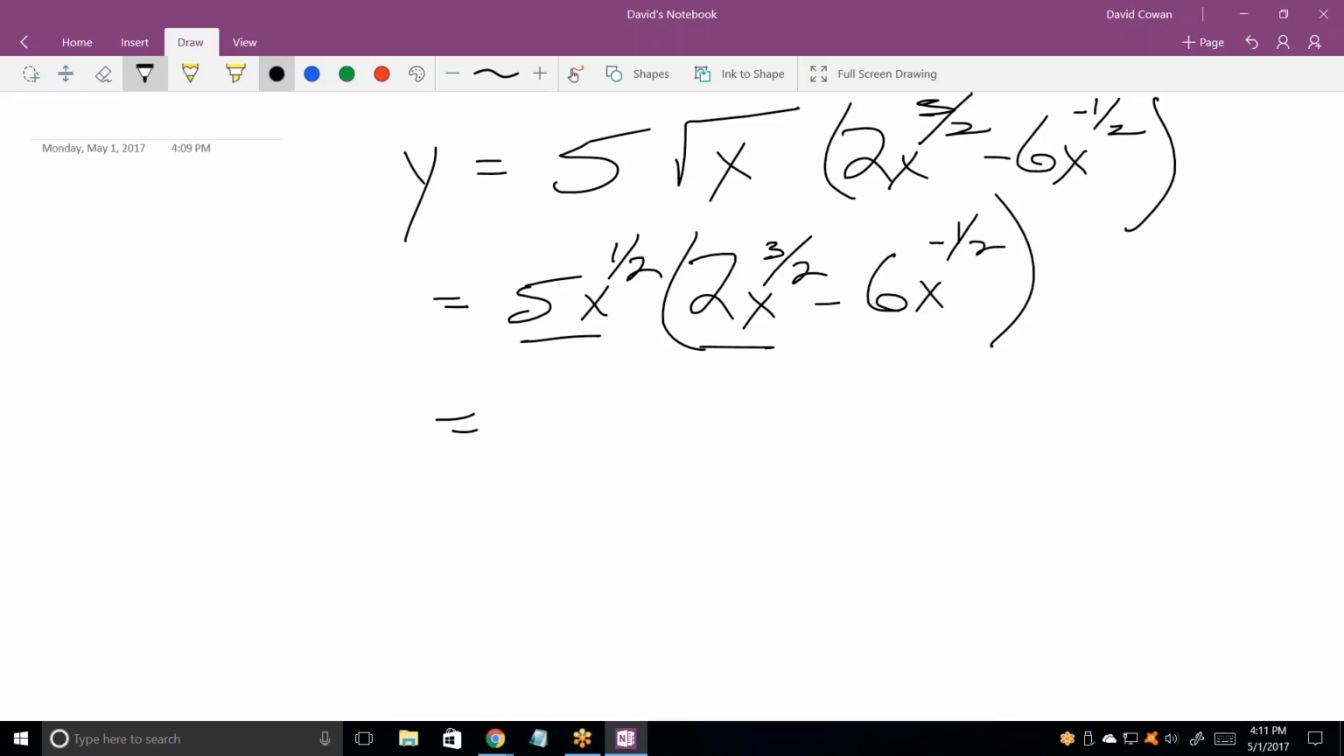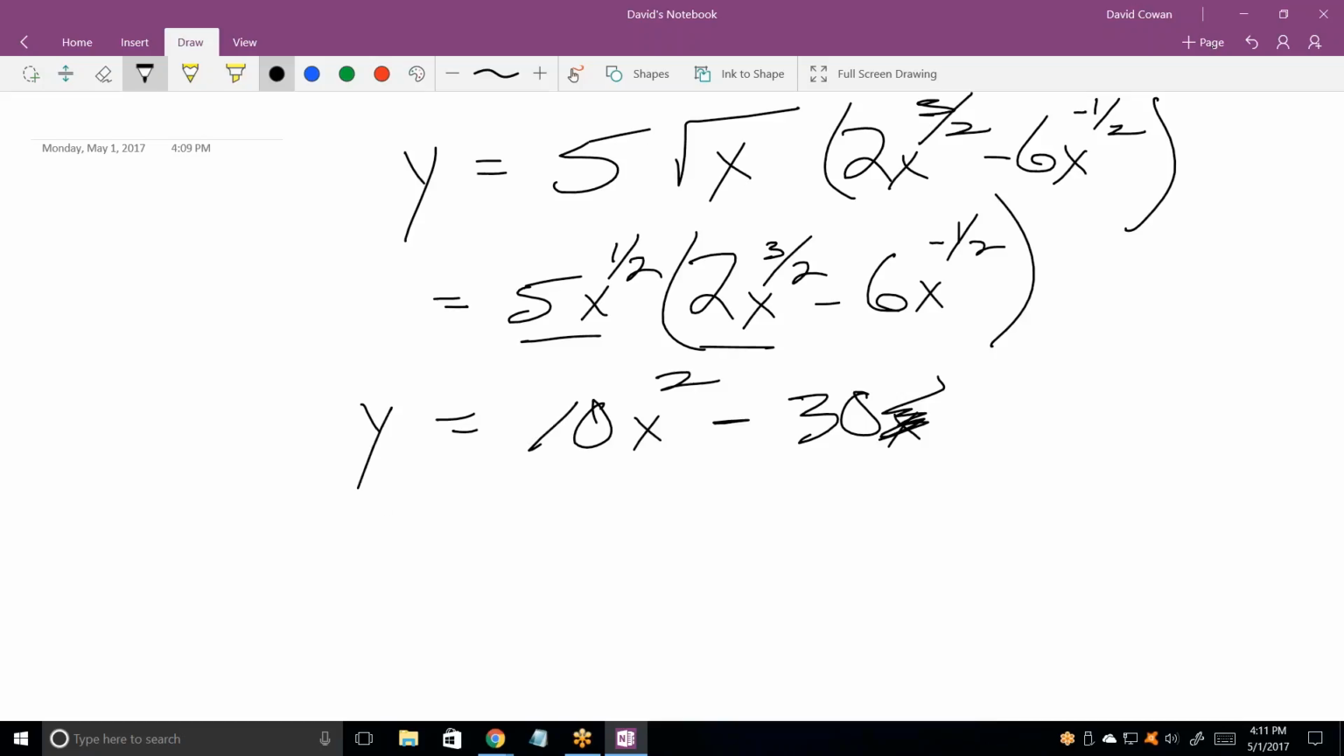That would be 10x to the power of 2? Because if I'm not mistaken, add the exponents? Yeah. Okay, and the next term? And then that one would be minus 30x to the 0, which would be just 30, really. Correct. So that's what y is.